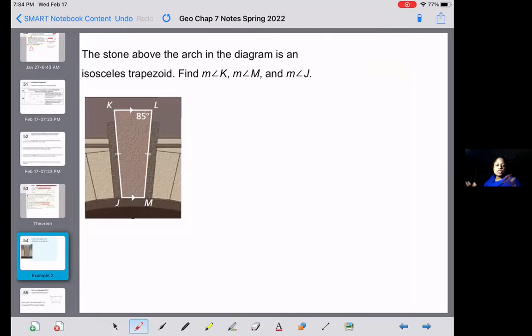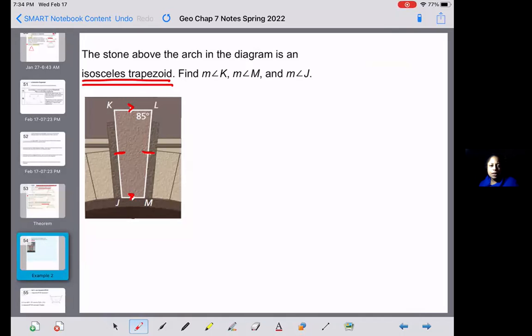Okay, so you've got this stone, it's above this archway. You've probably seen this in real life. And it's an isosceles trapezoid, and it tells us that. They kind of highlighted it, put the little marks. Find the measure of angle K, measure of angle M, and measure of angle J. So this is an isosceles trapezoid because it tells you right there. It's also got the markings, the tick mark here, arrow here, arrow there. So it is an isosceles trapezoid.